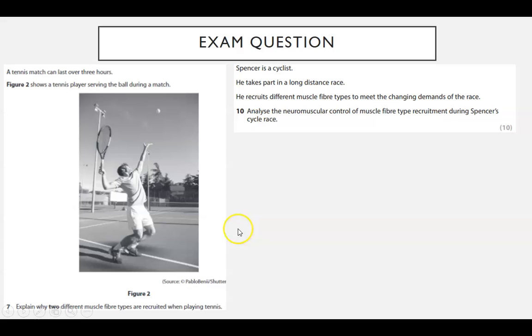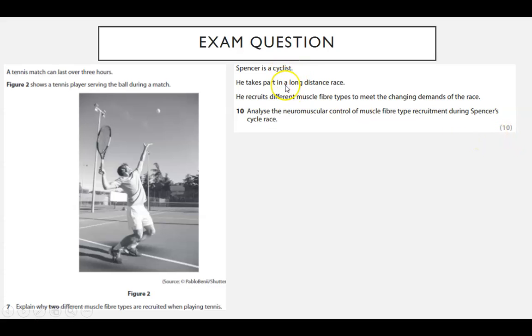So in regards to exam questions, this is the type of question you're going to be asked in an exam. First of all, I've got this one on the left. A tennis match can last over 3 hours. Figure 2 shows a tennis player serving the ball during a match. Explain why 2 different muscle fibre types are recruited when playing tennis. That's worth 4 marks. And then we've got quite a biggie over here, which is worth 10 marks.